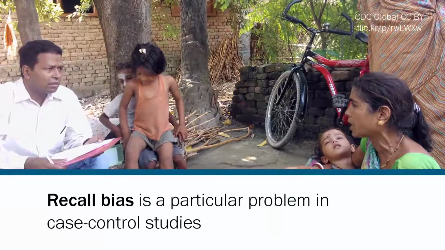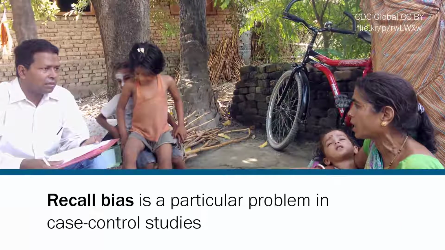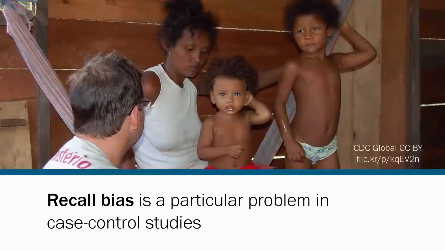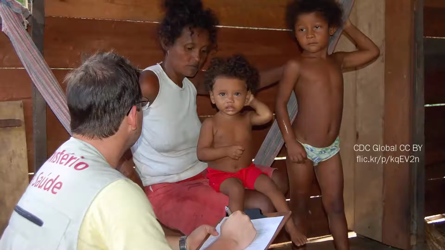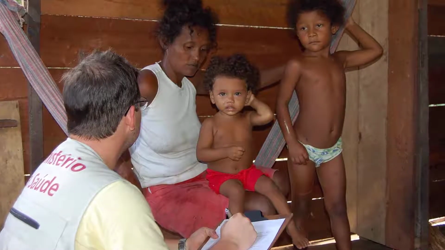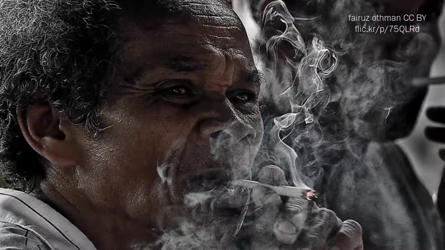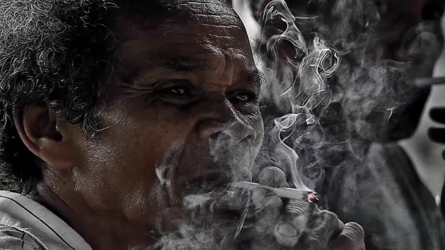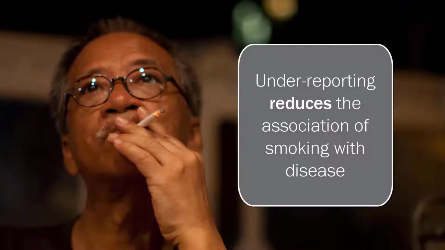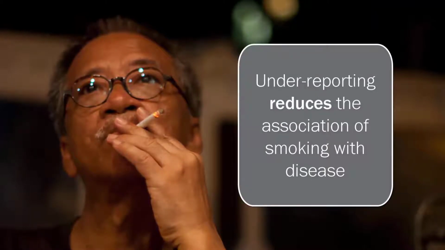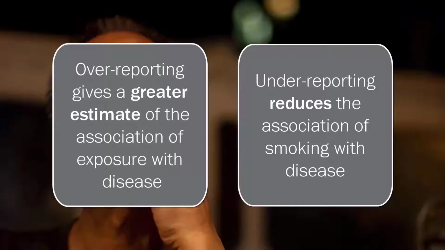Recall bias is a type of information bias and is a particular problem in case control studies. It occurs when participants report or recall an exposure based on their knowledge of their disease status. For example, smoking is known to be a risk factor for both cataract and age-related macular degeneration. In studies of either of these diseases, cases may either under or over-report their smoking history, the exposure. Underreporting reduces the association of smoking with disease. Over-reporting gives a greater estimate of the association of the exposure with the disease.